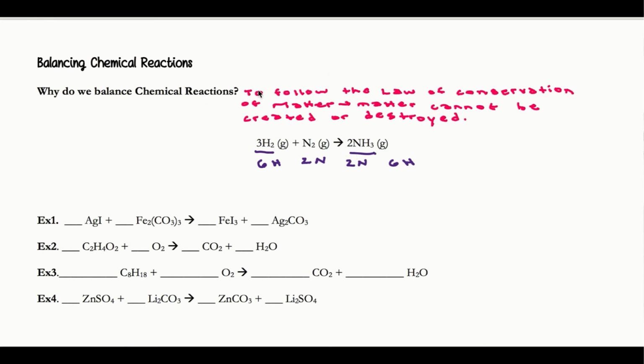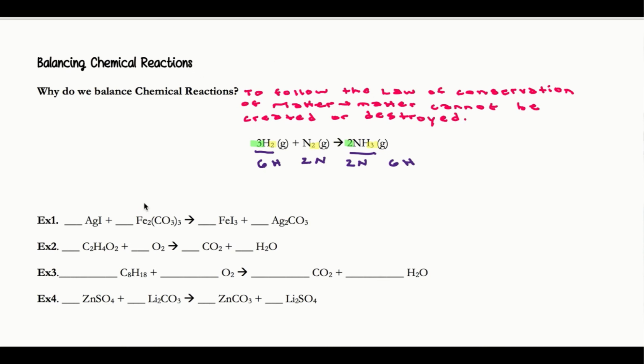Now, the only way to balance, you cannot change your subscripts, right? So this subscript here, this subscript here, this subscript here. You cannot change those, because by changing those, you are actually changing the identity of the substance, which you are not allowed to do. So instead, the only way to balance is to use coefficients. So these here are the coefficients that I was able to add in order to make sure that my reaction was balanced. Okay, so let's look at a couple of examples.